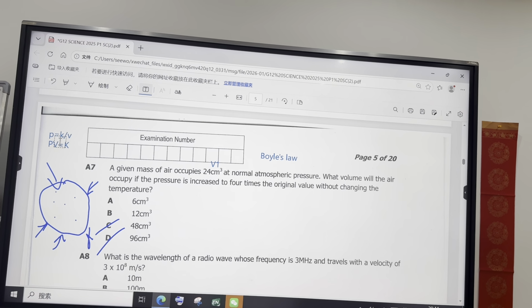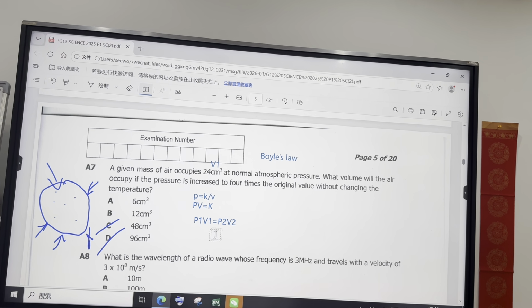So PV is equal to K. Now, what does it mean? It means that if you keep the temperature constant, it doesn't matter which value of pressure and volume you get. If you multiply them, you always get a constant value. Meaning, if I have pressure 1 times volume 1, I will still get the same value as pressure 2 and volume 2 multiplied together. So this is the common form you see Boyle's law written like this.